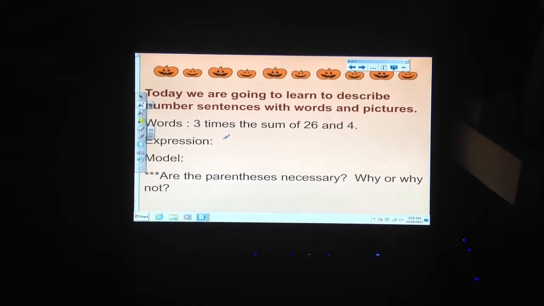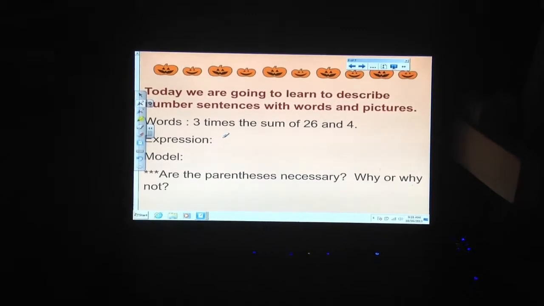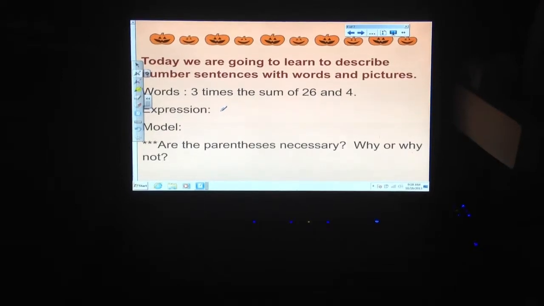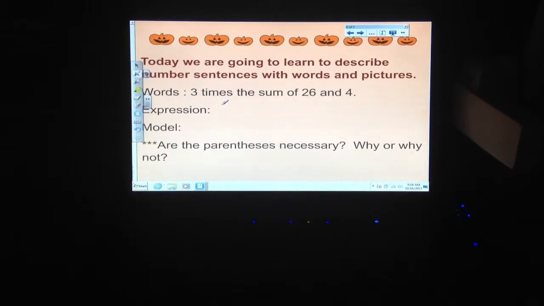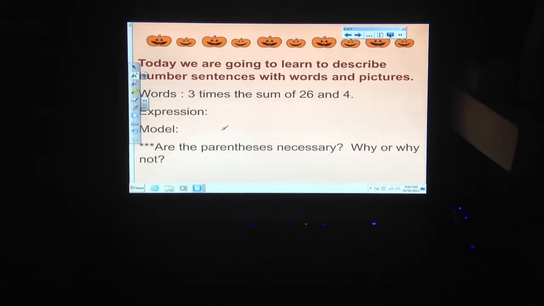Okay, today we're going to learn to use number sentences and words and pictures and interchange the three of them. So we'll be looking at number sentences and then how that looks in word form, and then how I can write also a model to draw what it would look like.